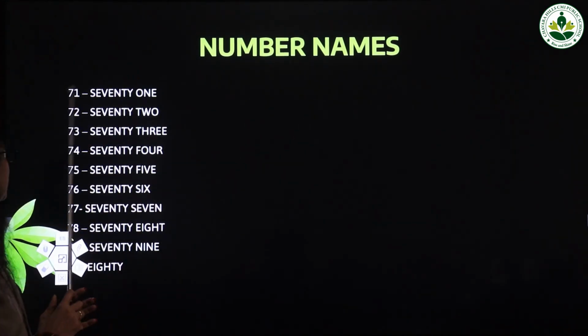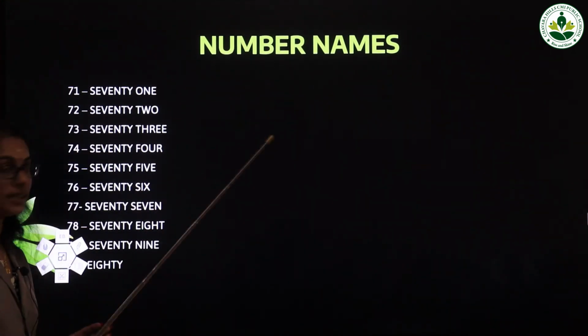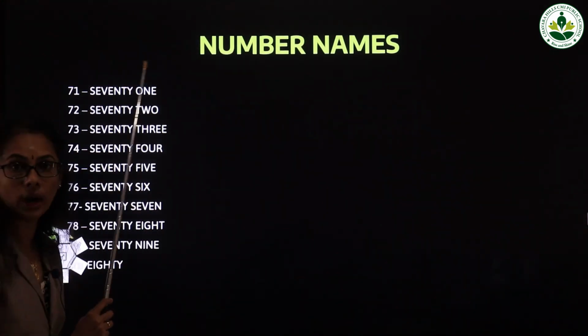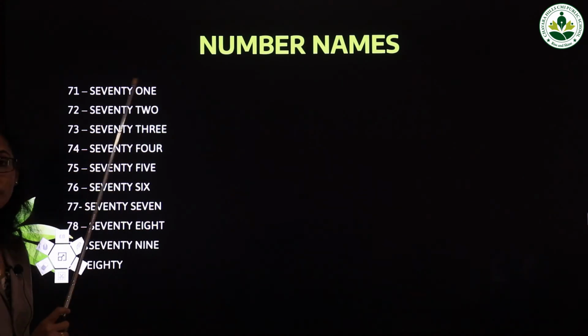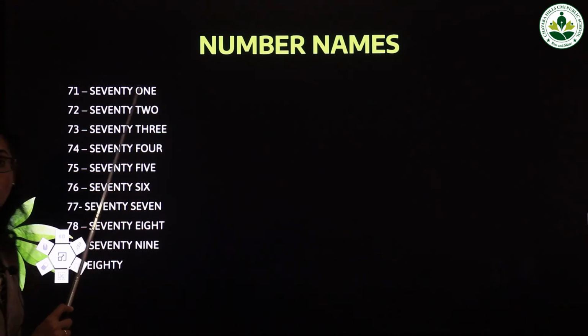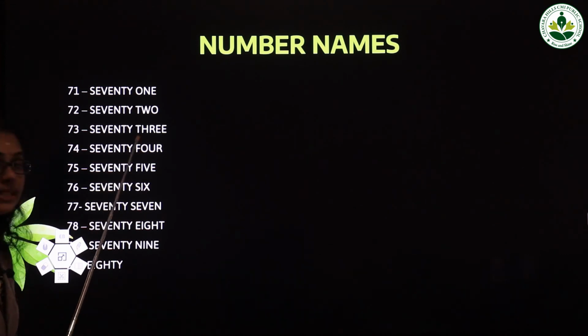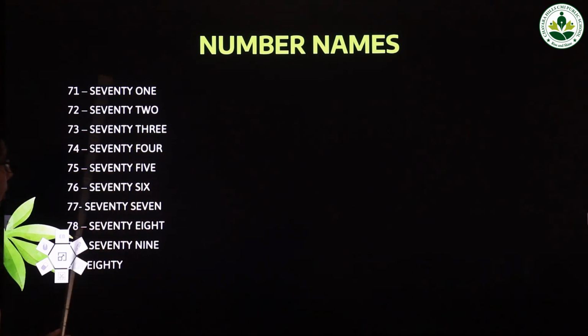First one, 71. Then 70, S-E-V-E-N-T-Y, 70. Then O-N-E, 1, 71. 72: S-E-V-E-N-T-Y, 70, T-W-O, 2, 72. 73: S-E-V-E-N-T-Y, 70, T-H-R-E-E, 3, 73. Then 74: S-E-V-E-N-T-Y, 70, F-O-U-R, 4. Then 75.